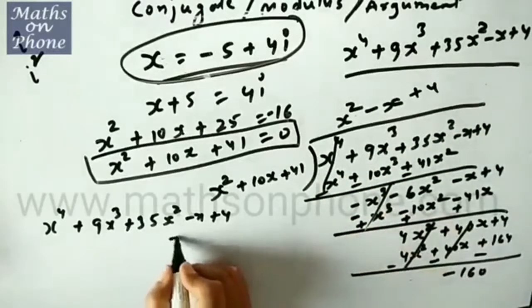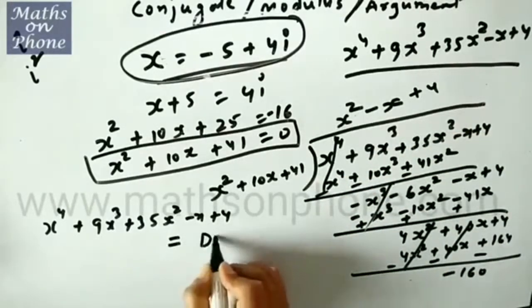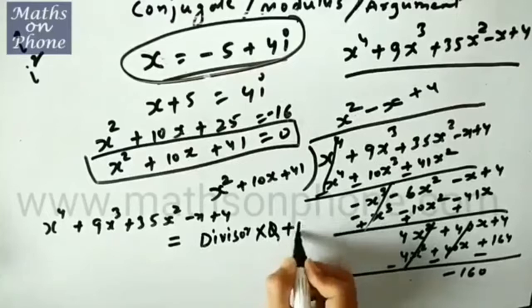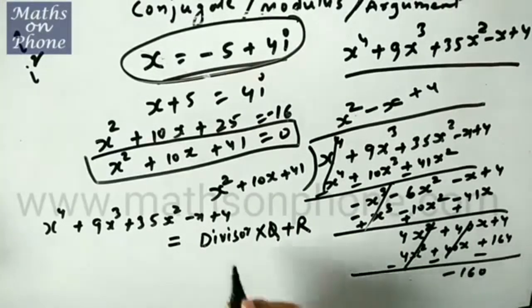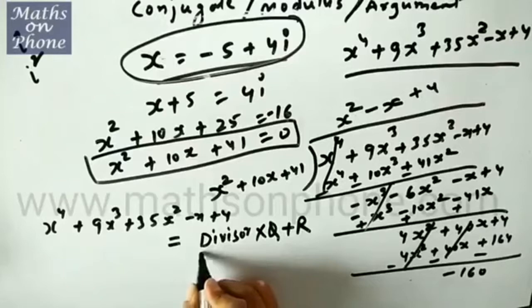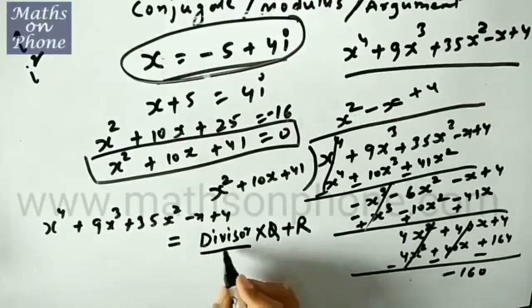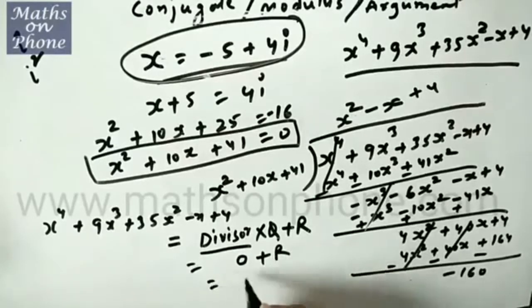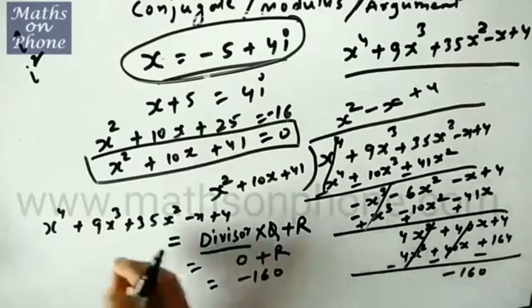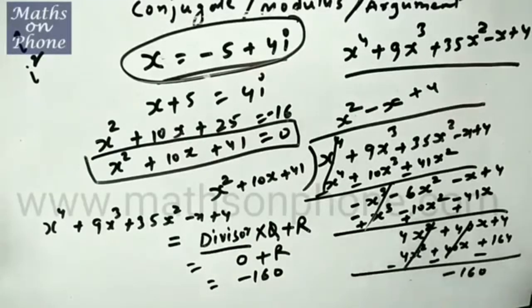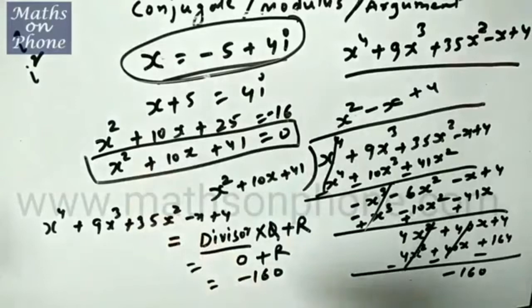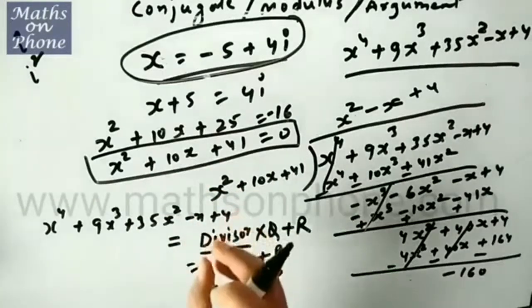What is this here? That is the dividend. And you know, dividend is equal to divisor into quotient plus remainder. So what good thing are we doing? We are making the divisor 0. So this is 0 into quotient, that is 0, plus remainder, and that is minus 160. So exactly we are getting the answer, whatever remainder is left over on division of the given expression with the given quadratic equation. Very easy technique, very important technique.